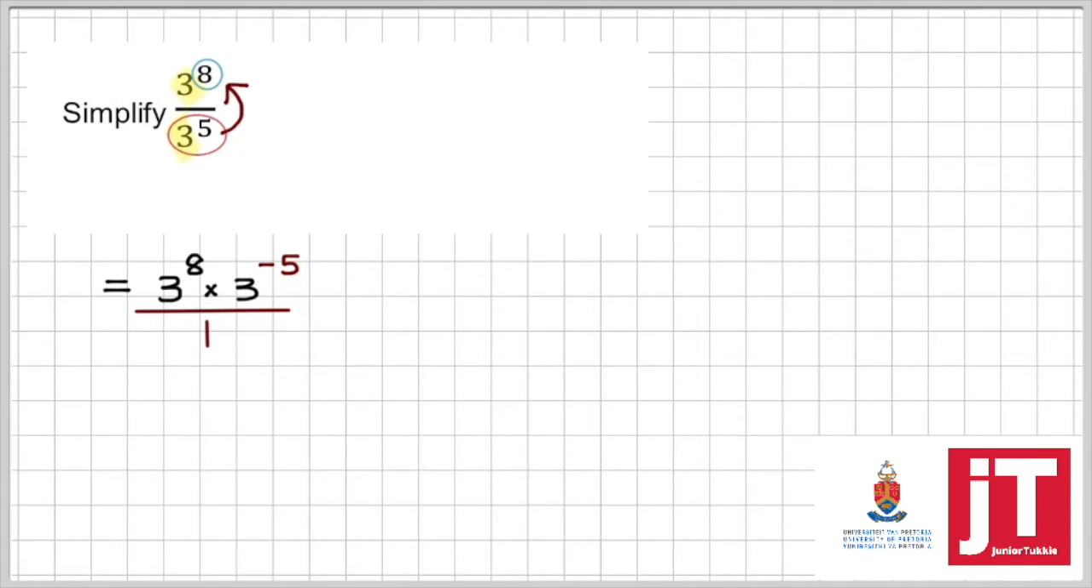The sign on the 3 to the power of 5's exponent changes because we moved it from the denominator up into the numerator. Now we are multiplying terms that have the same base. So we know that we must use law number 1, which says that we should add their exponents. We then end up with 3 to the power of 8 plus negative 5.